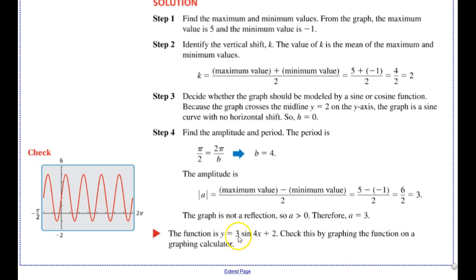So my amplitude was 3. I did not have a horizontal shift, so I don't need anything in with my x. So my b value was 4 and my k was 2. Then I can take this equation that I've come up with and check it by graphing it to make sure that I get the same graph that I started with.